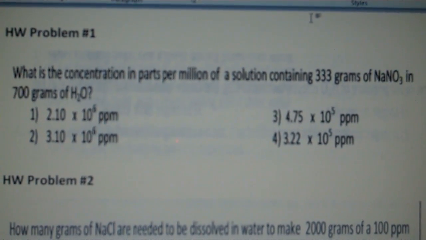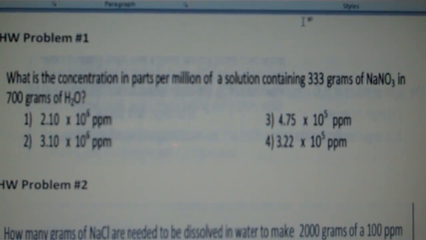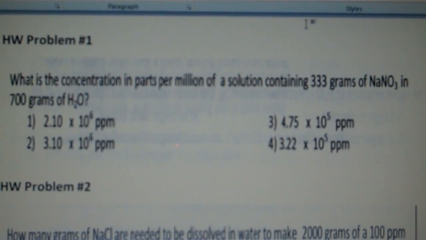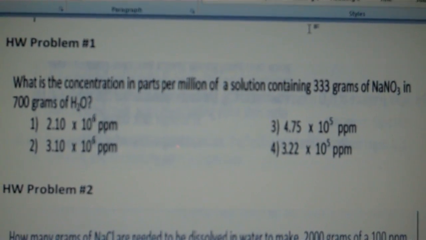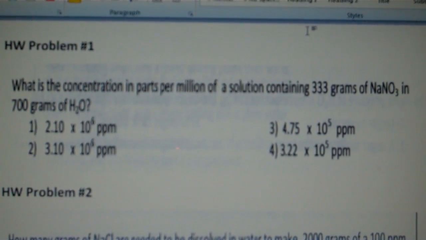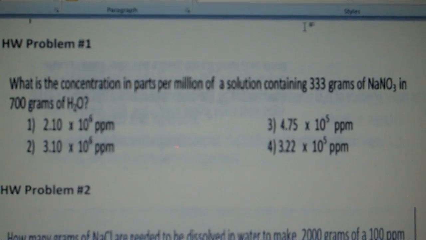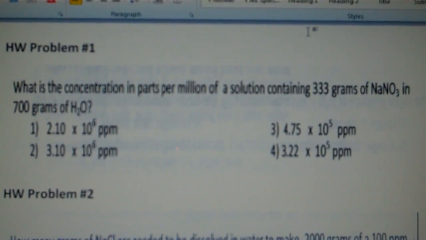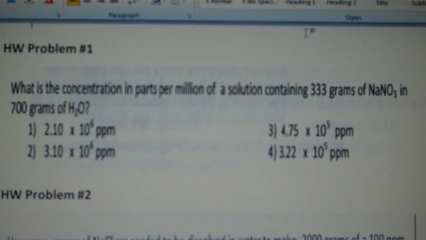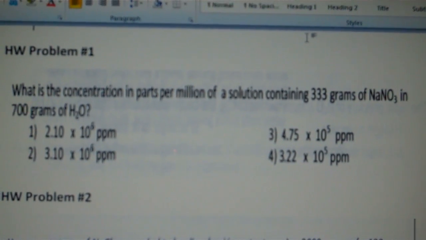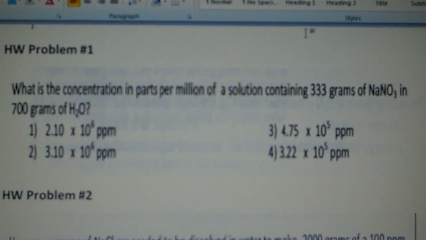Now, going through this, what is the concentration in parts per million? So you're looking for parts per million of a solution containing 333 grams of sodium nitrate, which is NaNO3, in 700 grams of water. Notice they don't give you the grams of solution, so you're going to have to add up the grams of the solute, which is the sodium nitrate, with the grams of the water to give you the grams of solution. So keep that in mind when you're solving.